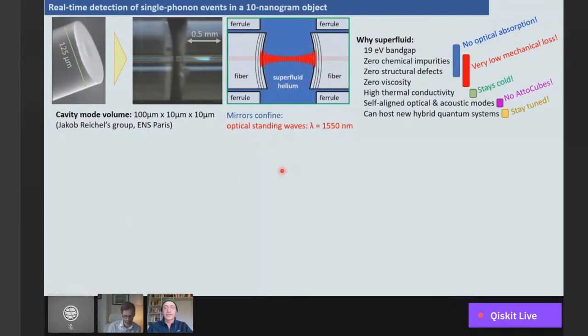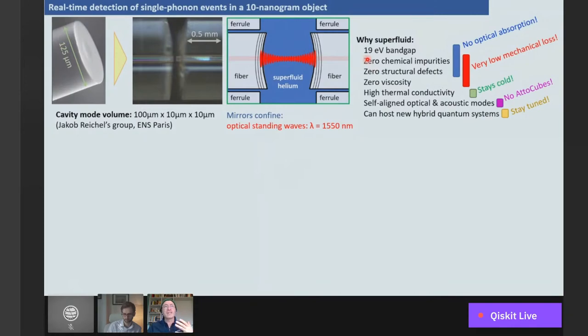So to get some motional degrees of freedom, we just immerse this system in a bucket of liquid helium. And the liquid helium is going to provide us, basically the density waves, the sound waves in the helium, are going to be our mechanical degrees of freedom. So before I describe those sound waves in detail, let me just say from a material science point of view why superfluid helium is just amazing for quantum optics.